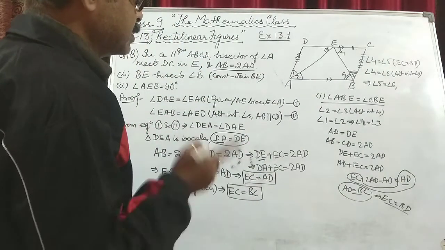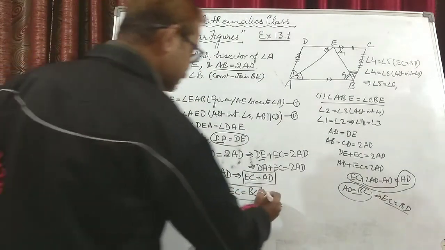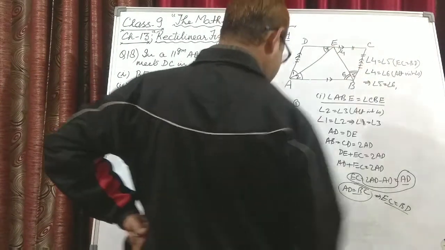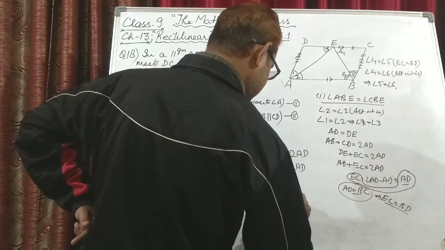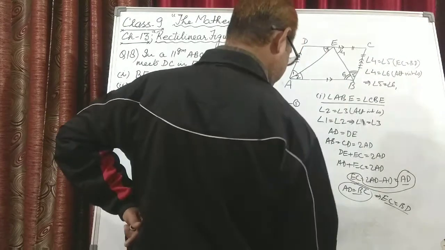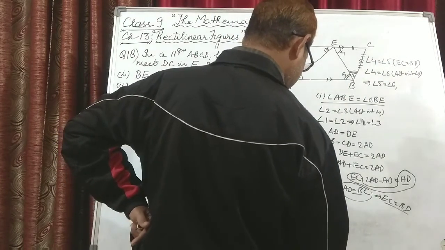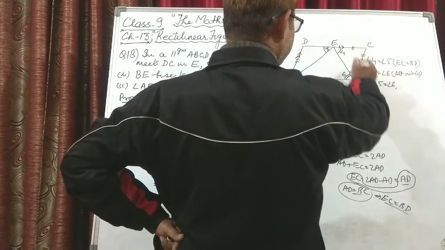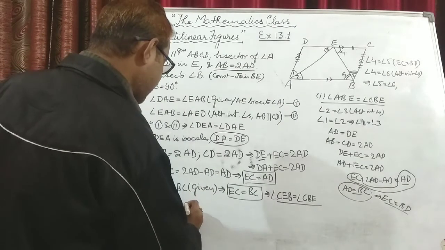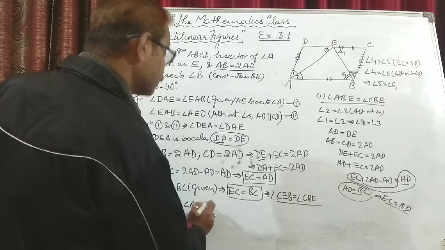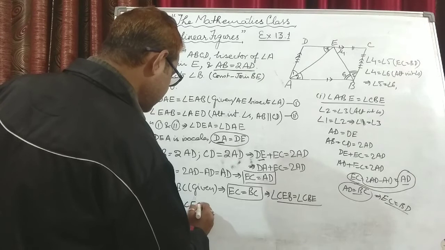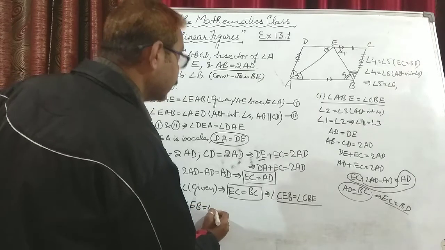If EC and BC are equal, we can say angle CEB is equal to angle CBE. We have proved that angle 4 and angle 5 are equal. At the same time, we can say angle CEB is equal to angle ABE.